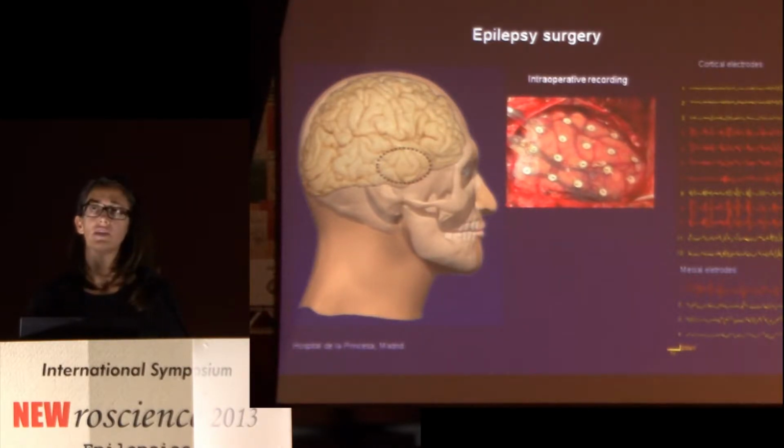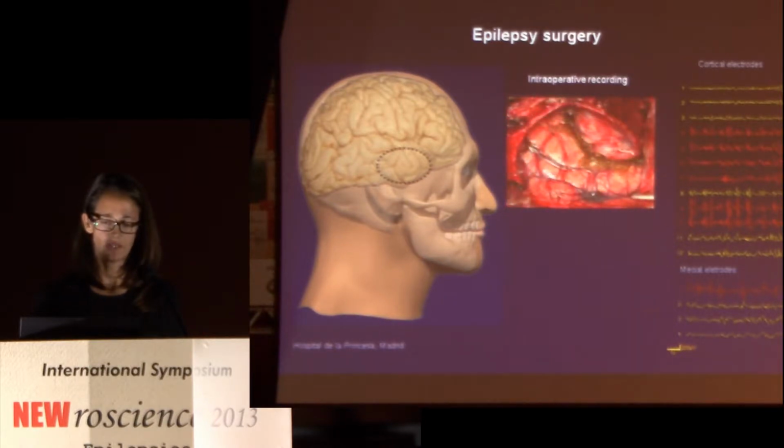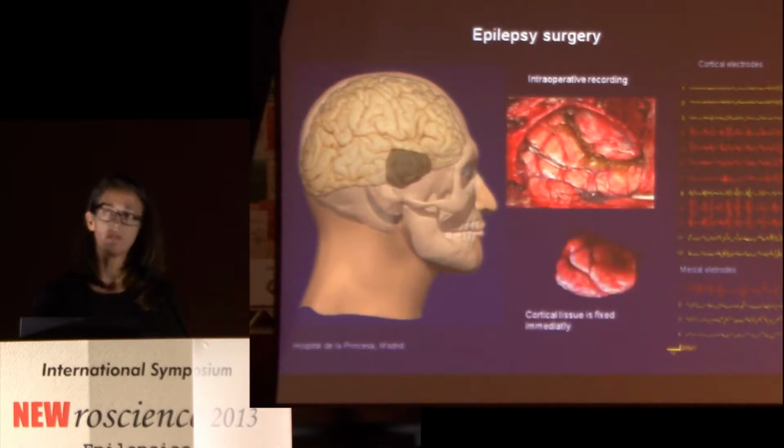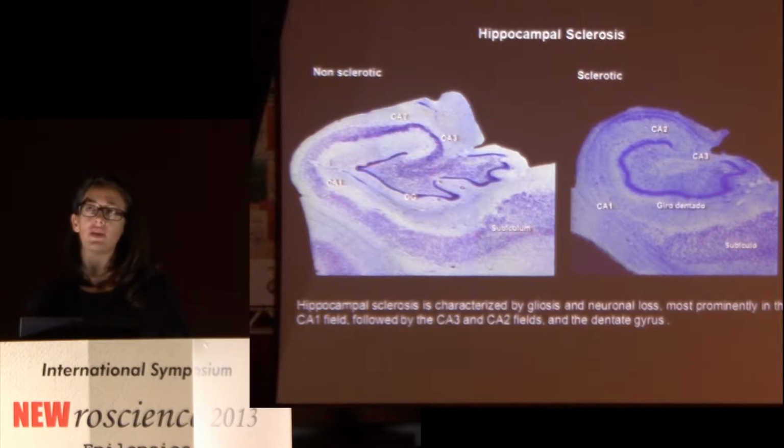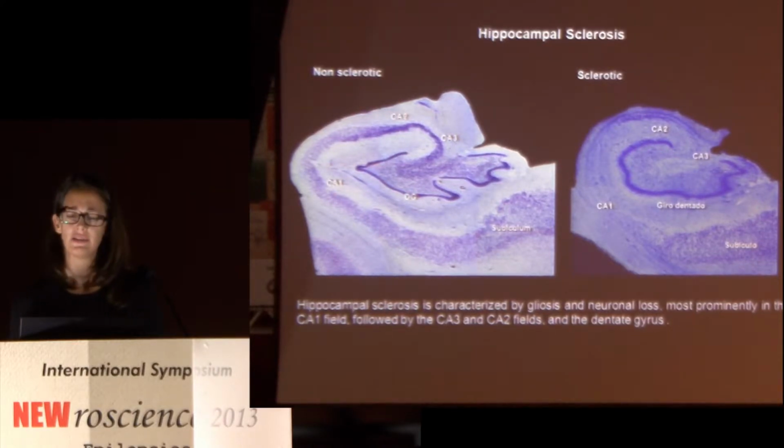After delimiting the active area, the neurosurgeon removes specifically the part of the tissue which is supposed to be active, and we can fix this part of the tissue in our laboratory to perform the histopathological studies. Basically, the hippocampal sclerosis is characterized by gliosis and neuronal loss, which is very prominent in the CA1 region.